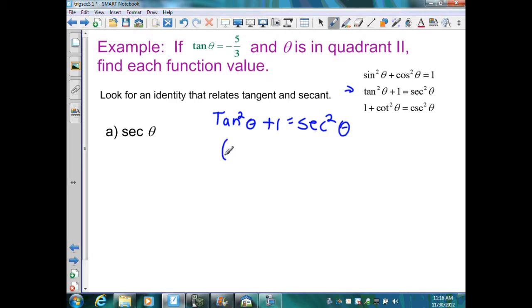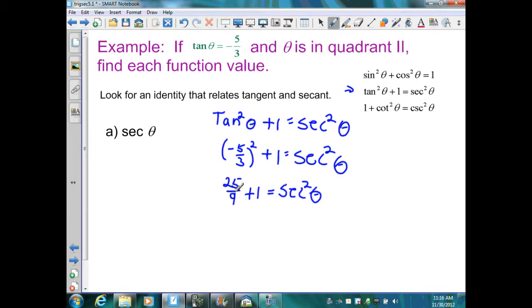So, negative 5/3 is substituted into tangent, but that is squared, plus 1 equals secant squared theta. This gives me 25/9 plus 1 equals secant squared theta. Let's find the sum of these. Common denominator is 9. That's going to give me 34/9 equals secant squared theta.